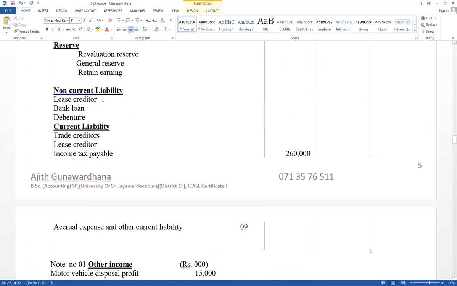Lease creditor under current liability, installment minus next interest. Installment equal 50,000. Therefore, here 35,000. And under non-current liability, 85,000. Total value equal 120,000. But separate should be disclosed. Reason, next year also we have to pay installments minus next year interest under current liability.